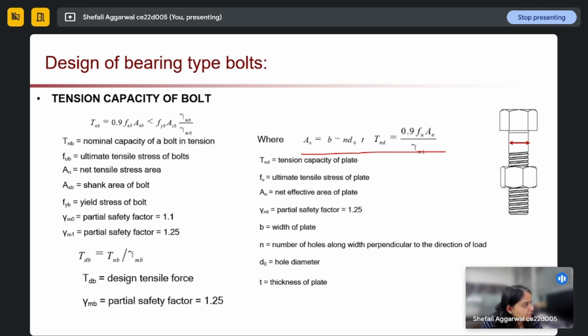It will again depend on the plate system. Like b is the width of plate, d0 is the diameter of our hole, and t is the thickness of our plate. And n is the number of holes perpendicular to the direction of load. So all of these terms depend on a plate system. So here ultimate stress will be of bolt, but area will be taken according to our plate system. Okay.